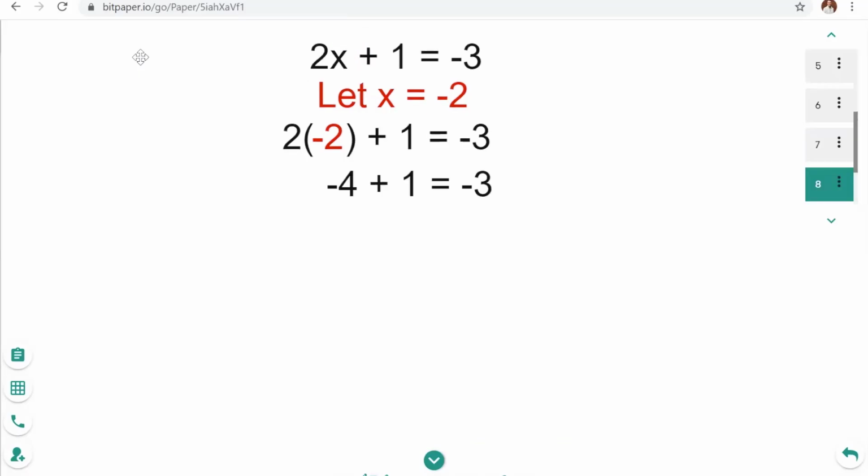If we simplify a little bit, 2 times -2 is -4, plus 1 equals -3. And if we simplify one more step, we see that -3 is in fact equal to -3. Both sides of our equation are equivalent, which means that we have solved the problem. We isolated the variable, and found what x was equal to.